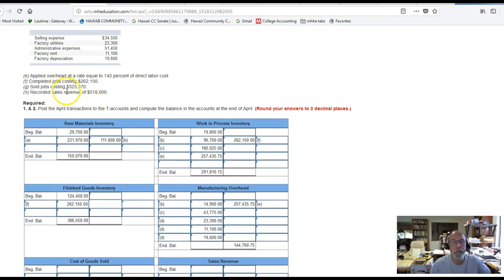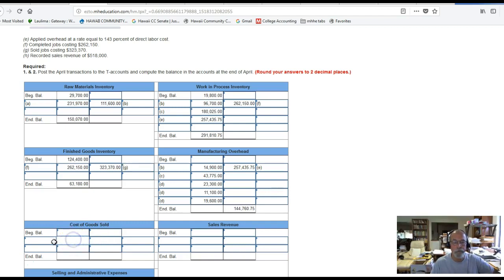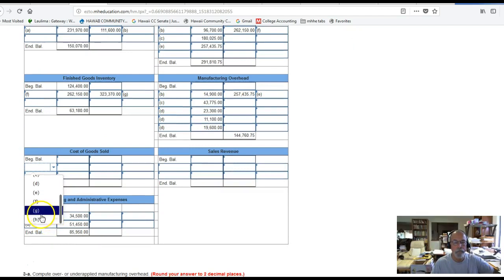And the next transaction is to record the sale of jobs. So we had a beginning balance in our finished goods inventory from the previous accounting period, and so transaction G is telling us that jobs with a total cost of $323,370 were sold, and so we need to move that amount of cost out of finished goods inventory. We credit finished goods inventory for $323,370, and of course our debit would be to cost of goods sold. So what we have done here is recorded the cost of those jobs sold.